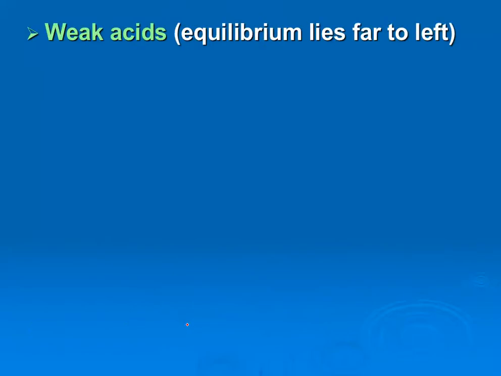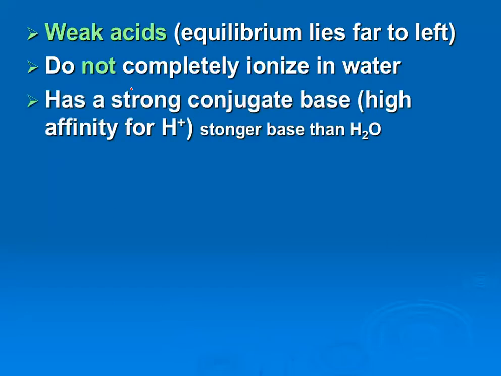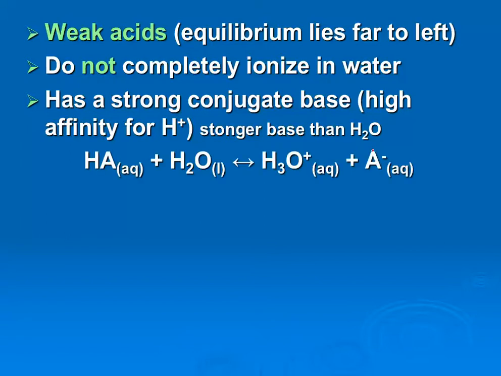All right, what is a weak acid? It's something where the equilibrium position lies far to the left. That means it does not dissociate very much when it's placed in water. That means its conjugate base has a high affinity for hydrogen. So the conjugate base of a weak acid is actually a stronger base than water. That anion really prefers to be with the hydrogen ion more than the water prefers to be with the hydrogen ion. So we'll see this anion really wants to be with that hydrogen ion and stay in this form rather than the water stealing it and taking it away. So this conjugate base is actually stronger than the water is.